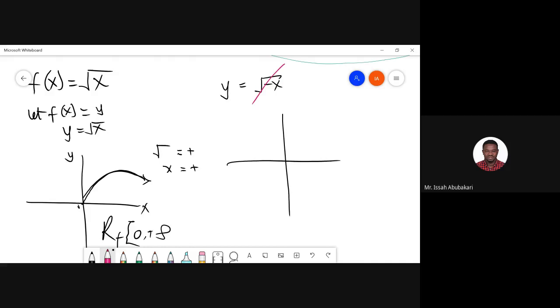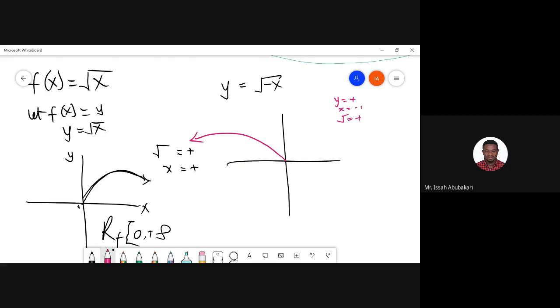x is negative. Okay, let me write them. y will be positive, and x will be negative. The sign of the square root is positive. That's what I mean, okay? The sign of the square root is positive. So it means that when x is negative, the whole of this is negative, right? So we are going to plot our graph to look like this, okay?